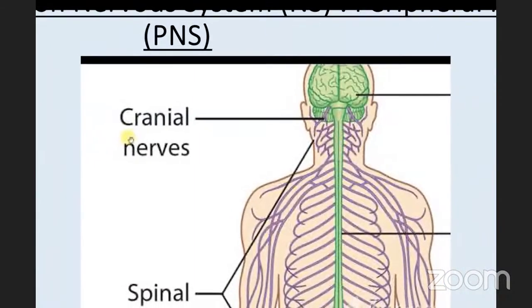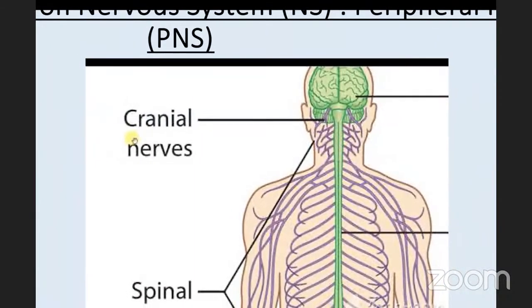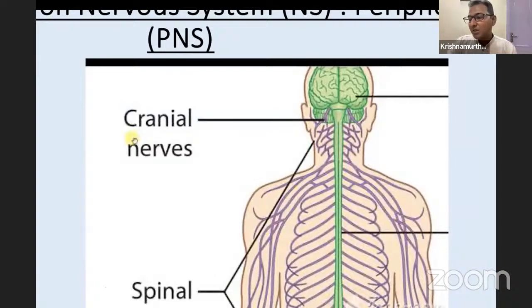What are cranial nerves? The nerves which branch from the brain. What is a spinal nerve? The nerves which branch from the spinal cord. Very good.